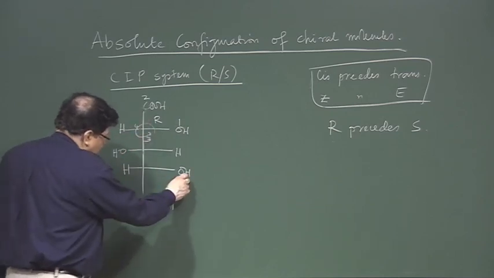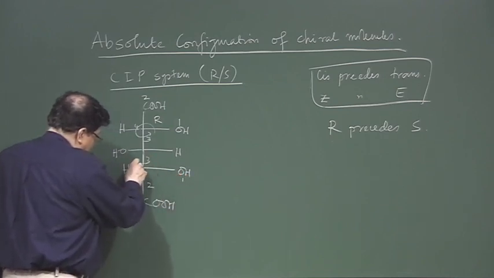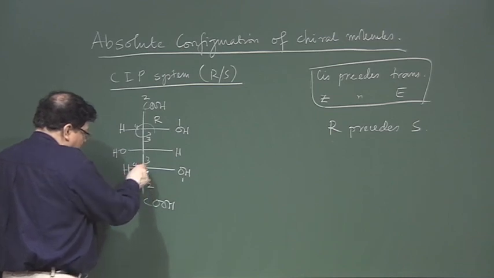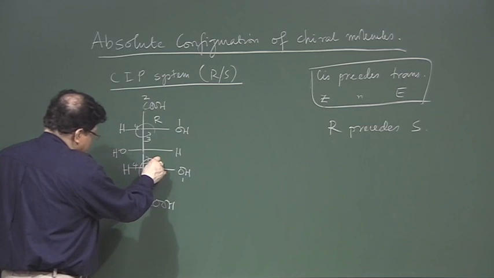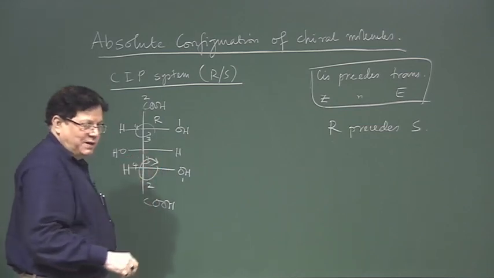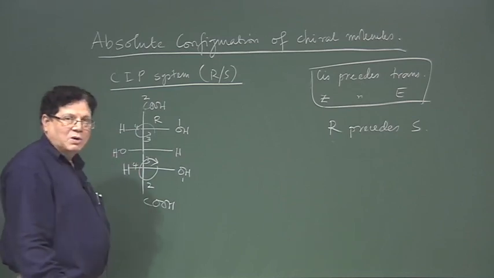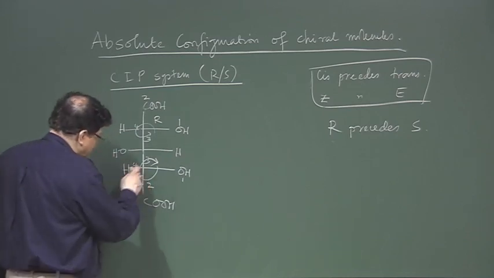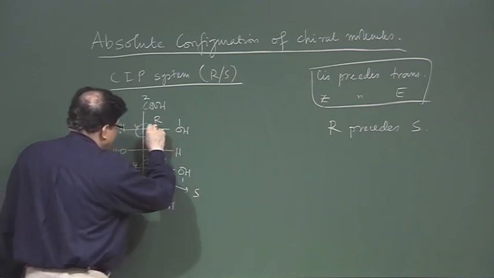So, what about this one? This is number 1, that is number 2, this is number 3 and this is number 4. The same thing, hydrogen is in the horizontal position. So, you have to be careful. This looks like R configuration, clockwise, but you have to see from the back side, and from the back side it will look just the opposite. So, it is in the S configuration. So, this is S and that is R.